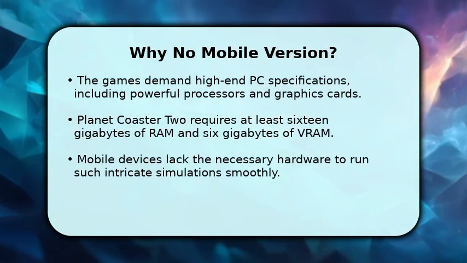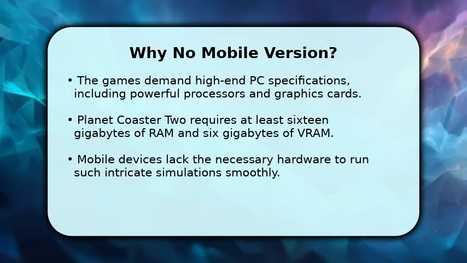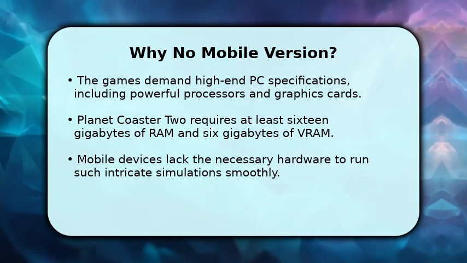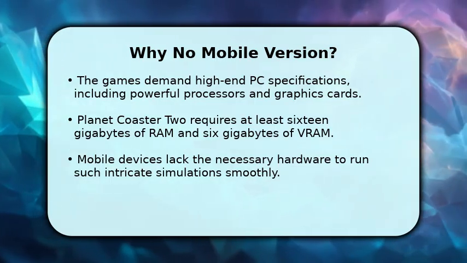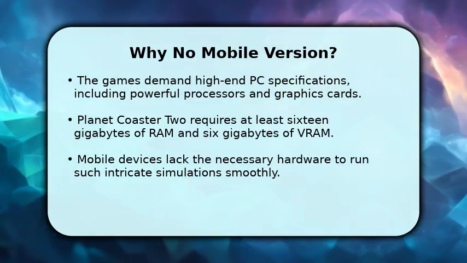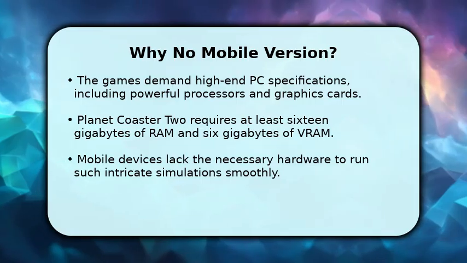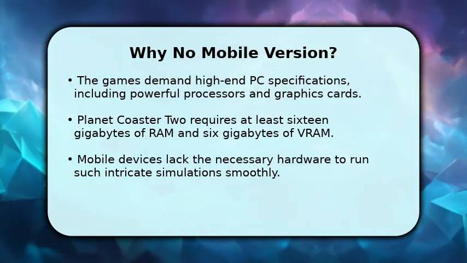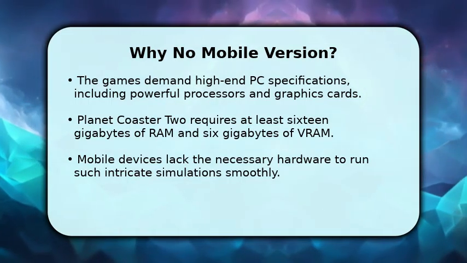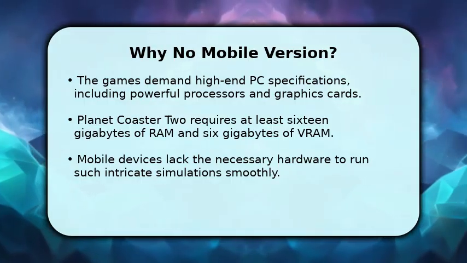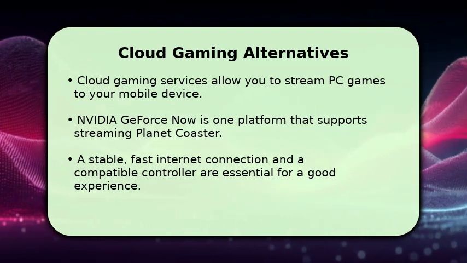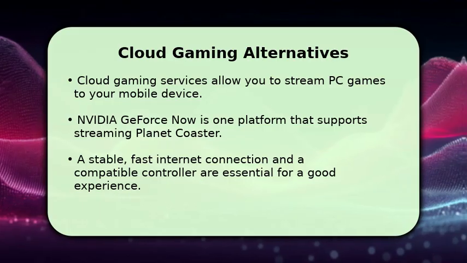The primary reason for no native mobile version lies in the game's demanding system requirements. Planet Coaster 2, for instance, needs a powerful processor, 16 gigabytes of RAM, and a dedicated graphics card with at least 6 gigabytes of RAM. Mobile devices simply lack the hardware to run such intricate simulations smoothly. Additionally, the detailed controls and extensive building options are difficult to translate effectively to a small touchscreen interface, making a direct port impractical.